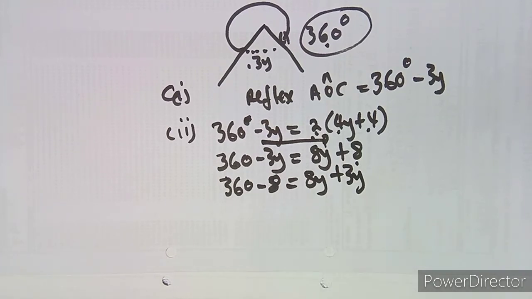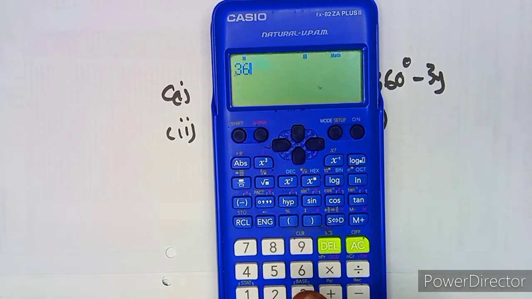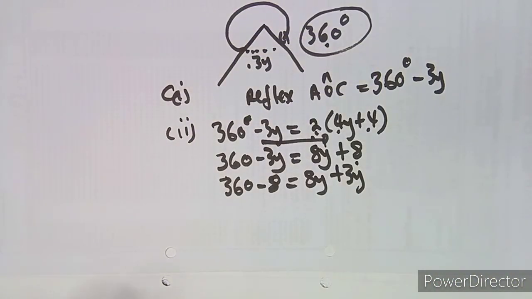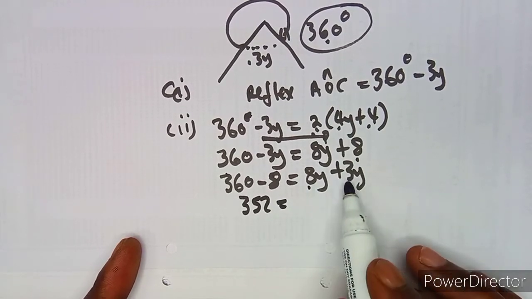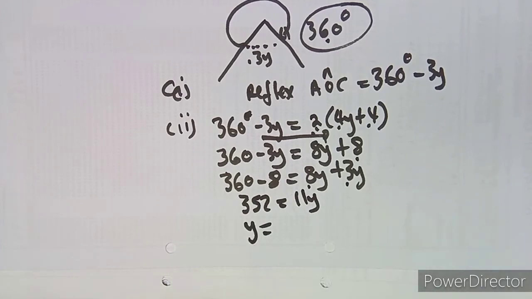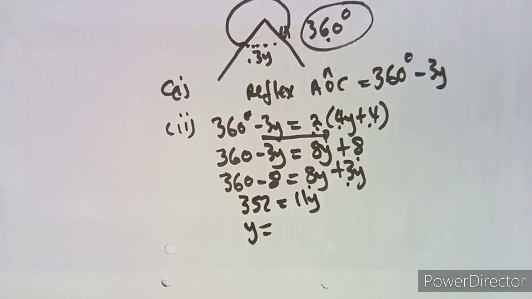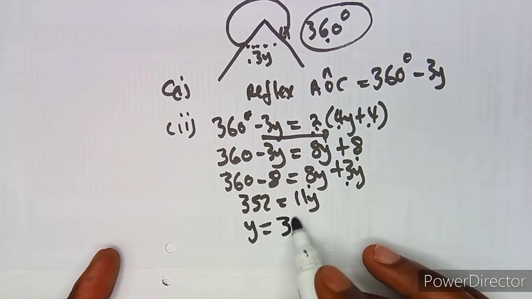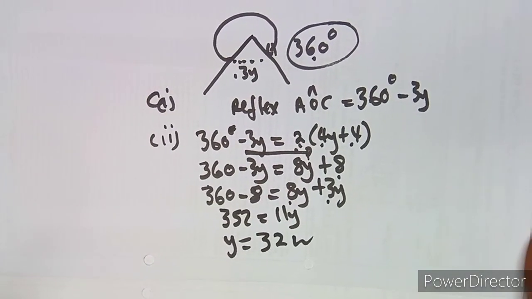So 360 minus 8, let's see, this is paper 2, so you can just use our calculator. 360 minus 8 is going to give us 352. So 352 is equal to 8 plus 3, which is 11y like this. So y is equal to, you're going to divide by 11 to find the value of y. Divide by 11, we are going to obtain 32. So y in this case is equal to 32, which is 32 degrees. So that is what we had from this.